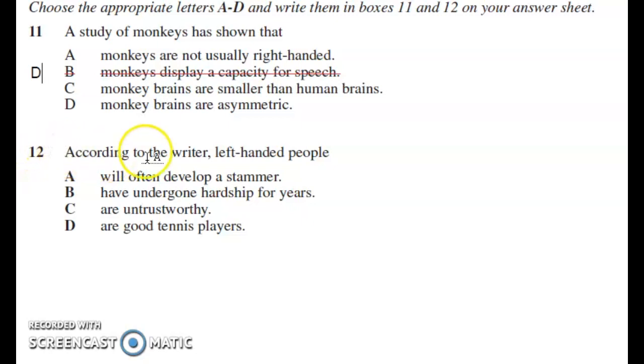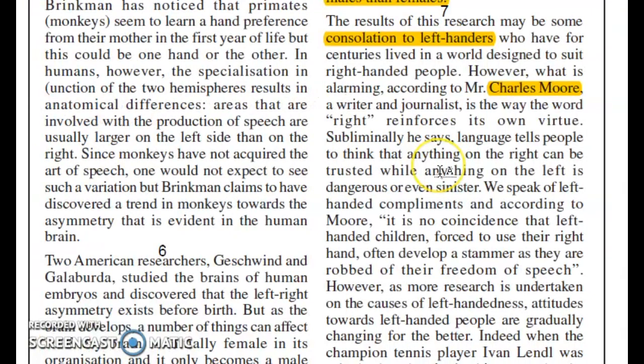Question number 12. According to the writer, left-handed people will often develop a stammer, or have undergone hardship for years, are trustworthy, are good tennis players. Let's find out. Read the last paragraph. In the whole last paragraph, the writer explains that society is prejudiced against the left-handers. Means there is discrimination. They have to face discrimination. So due to this discrimination, they face hardships for years. This shows in the first 3 lines.